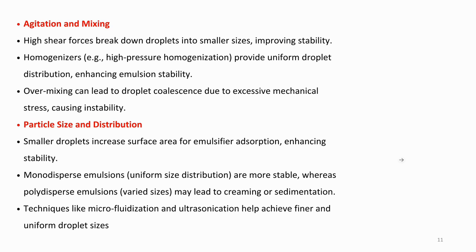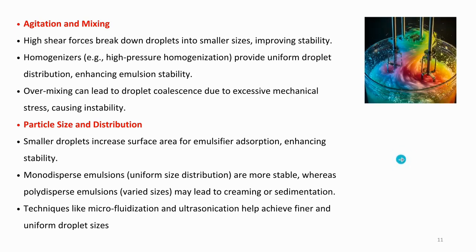Smaller droplets increase surface area for emulsifier adsorption, enhancing stability. Monodispersed emulsions, which give uniform size distribution, are more stable, whereas polydisperse emulsions, which have varying sizes, may lead to creaming or sedimentation. Techniques like microfluidization and ultrasonication help achieve finer and uniform droplet size.